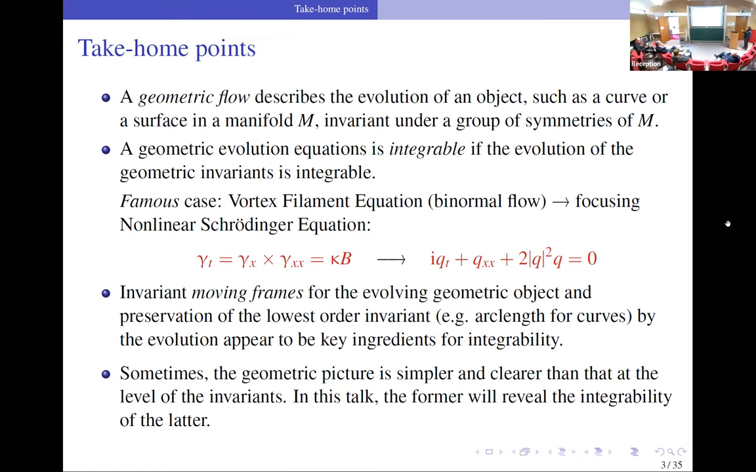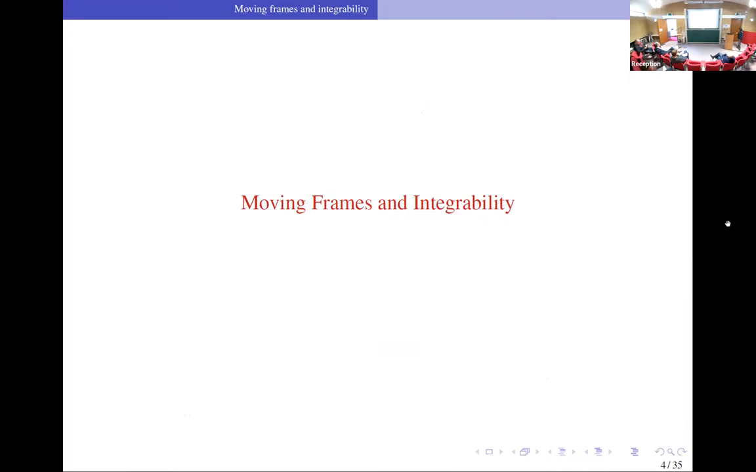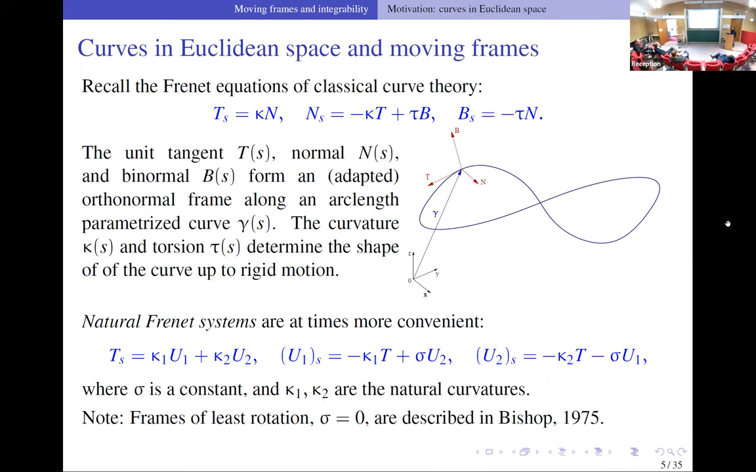So, moving frames and integrability. The canonical example that I want to start with is actually the example of the classical frame of a space curve, a curve in three space. As you know, there is this orthonormal triple: tangent, unit tangent if the curve is parameterized by arc length, normal and binormal. They're all unit vectors.